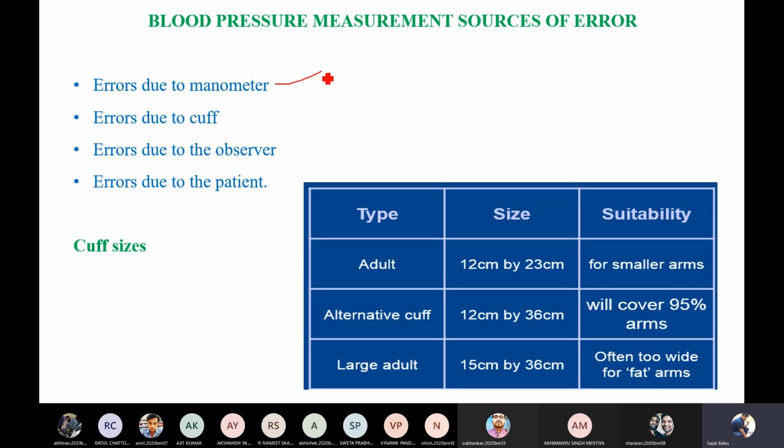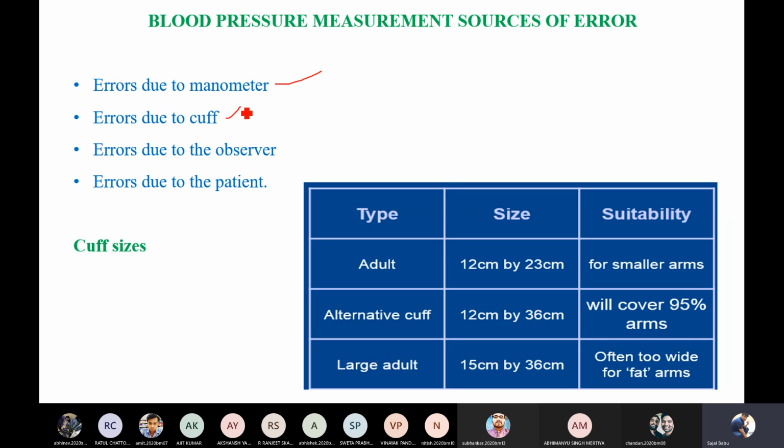The first one is related to the manometer, and the second one is related to the cuff, because you are going to place a cuff on the patient's arm. Depending upon the patient, you have to choose your cuff size. The cuff size may be different: for adult, large adult, or children. If you take a fatty patient, the size of the arm will be big, so the cuff will not adjust properly. So the placing of the cuff may also bring some errors in your reading.